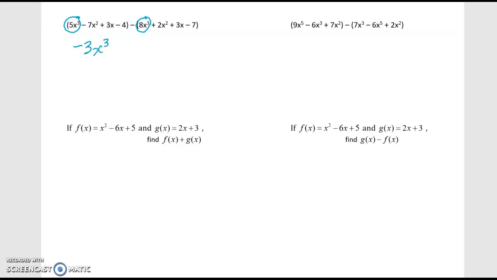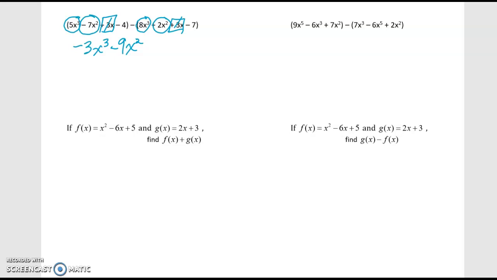Okay, and then I'm going to go to my x squared. So I have a negative 7x squared. And I'm subtracting 2x squared. So negative 7 minus 2 is negative 9x squared. Next I have 3x, and I'm subtracting a positive 3x, so those terms actually cancel out. So I just end up with 0. You don't need to put 0x in there.